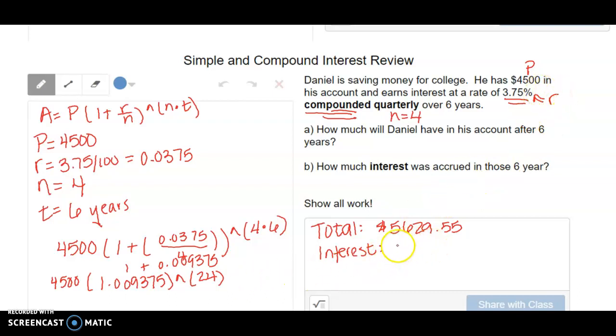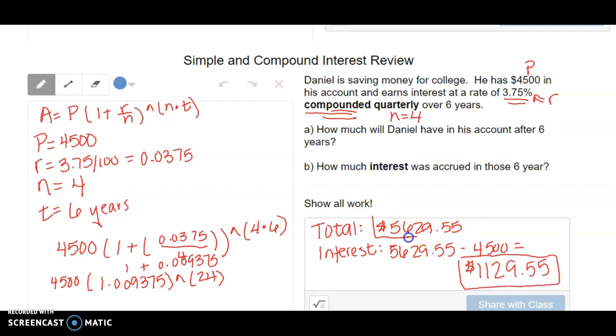Now, to go back and get just our interest, you need to take your total and subtract your principal. So I'm just going to write this right here. We're going to take our total, $5,629.55, subtract our principal, and we get $1,129.55. So there is your interest and your total as needed.